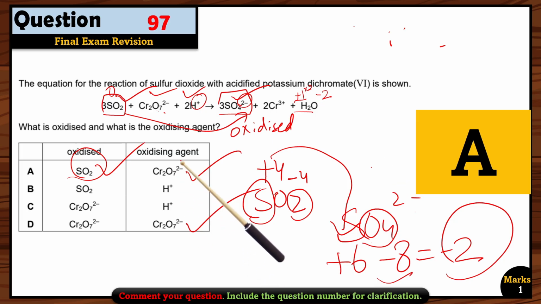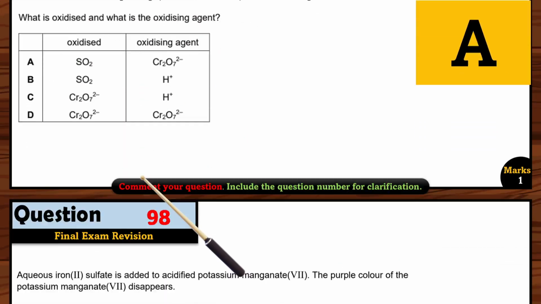So we are only left with the dichromate ions. Okay, so dichromate ions are actually now the oxidizing agent. This is how you can find your answer. Okay, this is another trick to find it through the oxidation numbers. So option A is the right option.